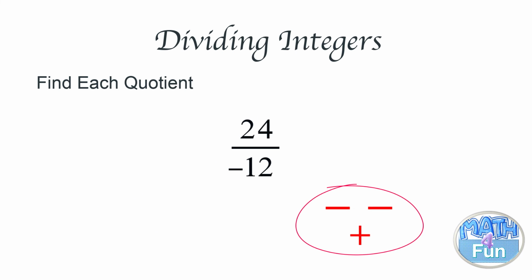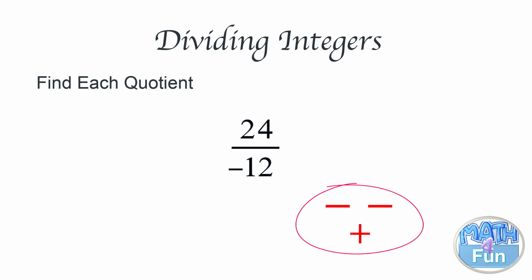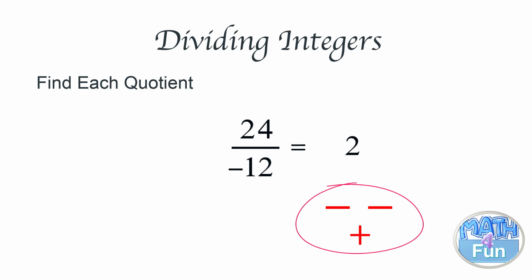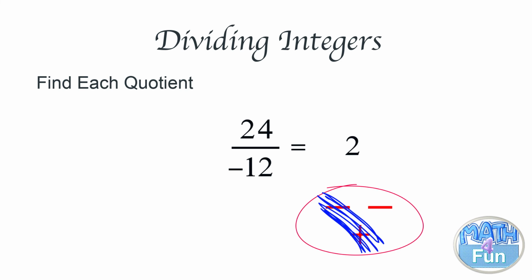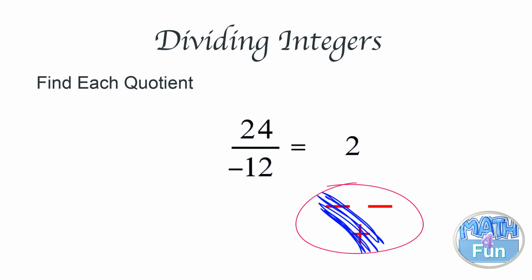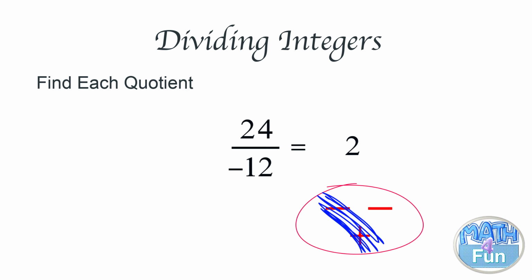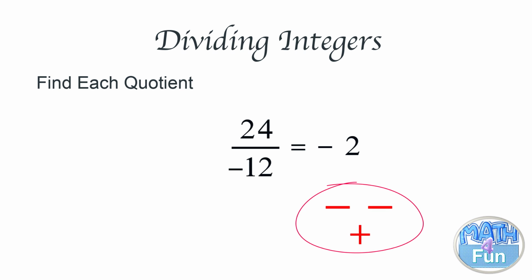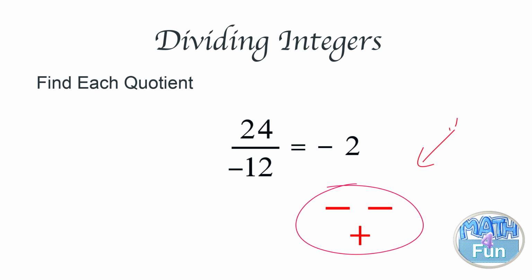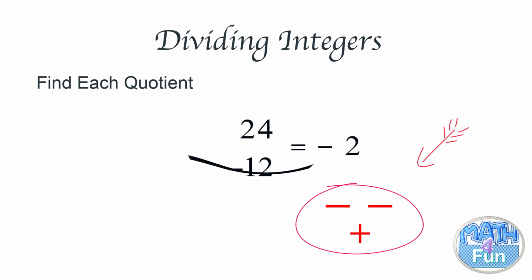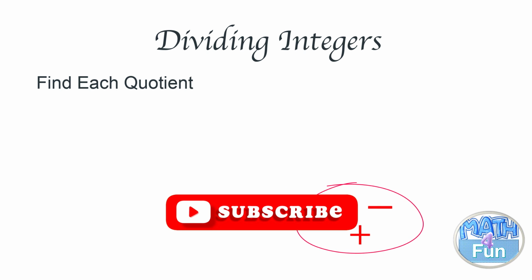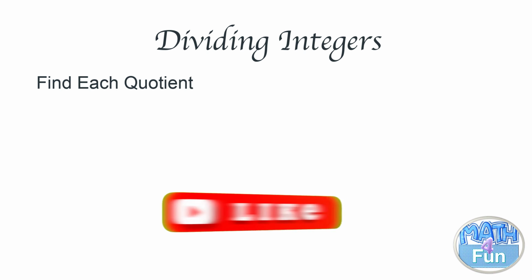24 divided by minus 12. What do we do here? 24 divided by 12 is 2, and plus divided by minus is, as we mentioned before, we have only one minus sign, so it's going to be minus 2, and that would be the answer. If you forgot the rule, go for the funny face and put the minus, minus, plus signs, and you can do it with that.